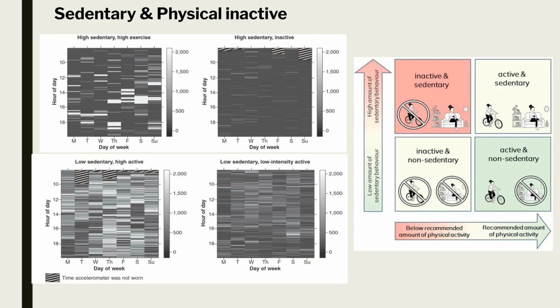The upper left represents individuals who are both highly sedentary and highly active, showing large areas of both sedentary black and active white time. The upper right represents individuals who are highly sedentary and low in physical activity, appearing predominantly black. The lower left represents individuals who are low in sedentary time and highly active, with smaller and more mixed areas of black and white. Finally, the lower right represents individuals who are low in sedentary time but also low in activity intensity.